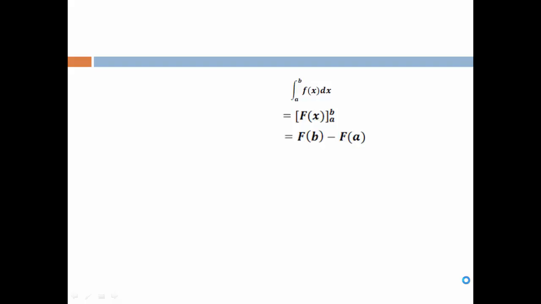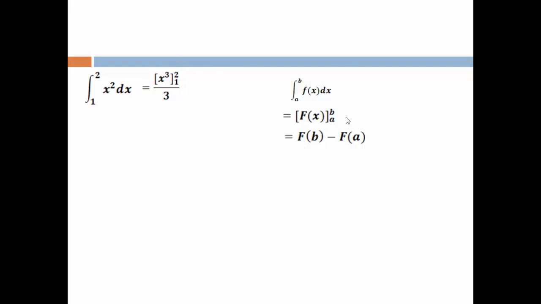We will now solve an example to understand application of definite integration clearly. Consider this. Integration of x square dx from 1 to 2. So here f(x) is x square, a is 1 and b is 2. So first we solve the integral of f(x) dx. That will be equal to x cube upon 3, from a to b, here we write from 1 to 2.